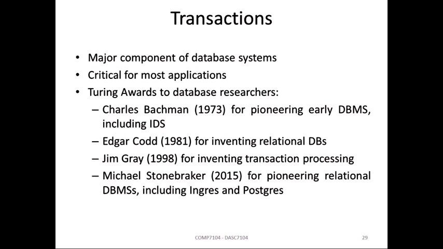And to give you some kind of proof or illustration of that, you can see here on this slide that there are several Turing Awards that have been obtained by database researchers over the years. So the Turing Award is, of course, the highest distinction for researchers in computer science, in a way the equivalent of the Nobel Prize for computer science. And this award has been given to Bachman for early database management systems in 73, then to Ted Codd in 81 for inventing pioneering work in relational database management systems, and then to Jim Gray in 98 for inventing transaction processing. So this is an illustration of the importance of transactions and transaction processing in the database landscape.